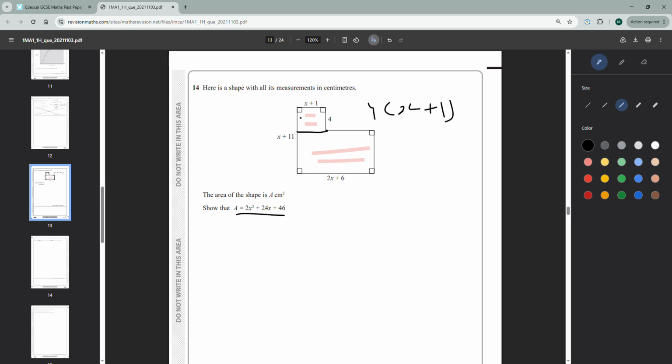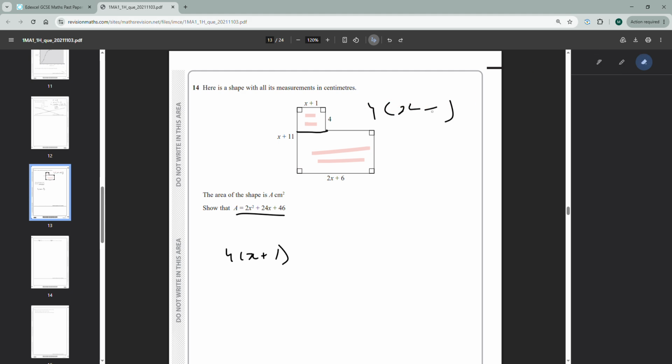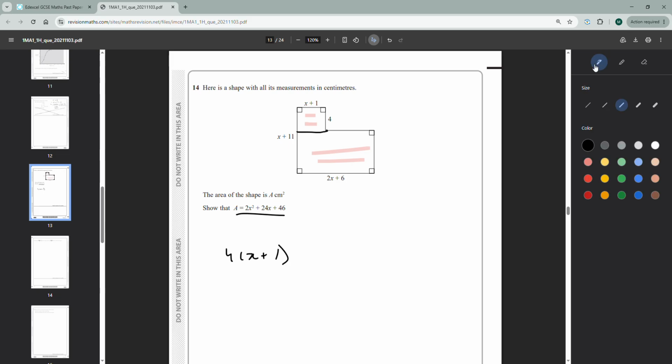What is that? 4x plus 4. Okay, 4x plus 4. I think I should write it over here. I want to rub this out. It looks untidy. Also, it's been 20 minutes, so I need to step up my game. Anyway, this is 4x plus 4.